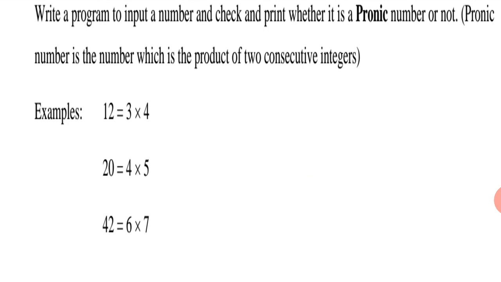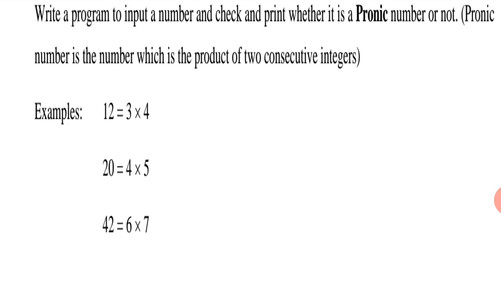Write a program to input a number and check and print whether it is a Pronic number or not. A Pronic number is a number which is the product of two consecutive integers. Two consecutive integers. Suppose I say 0 into 1, we get 0, so it's a Pronic number.